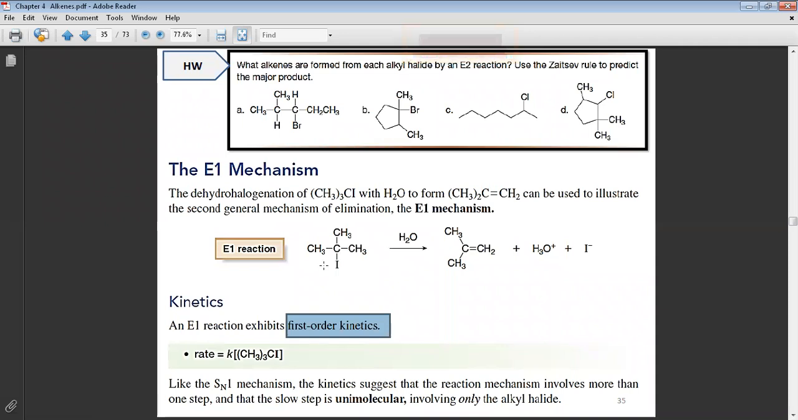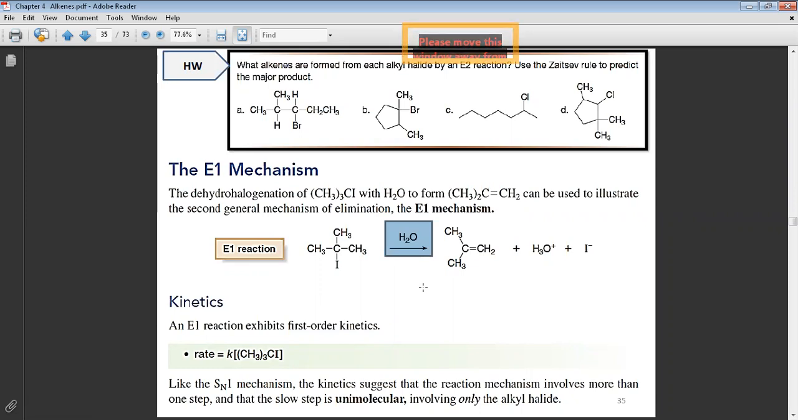Okay, that means just the concentration of the substrate, the starting material, will appear in the equation for the rate of reaction. And the concentration of the nucleophile, H2O, if you have more concentration of H2O, it cannot affect the rate of reaction.